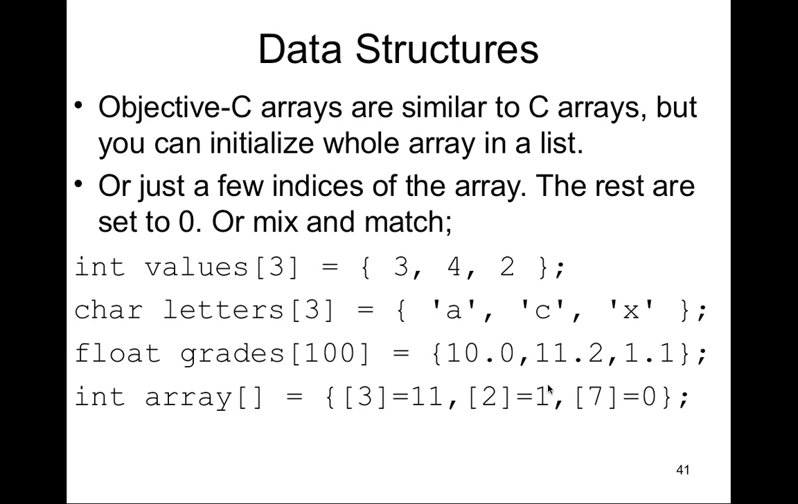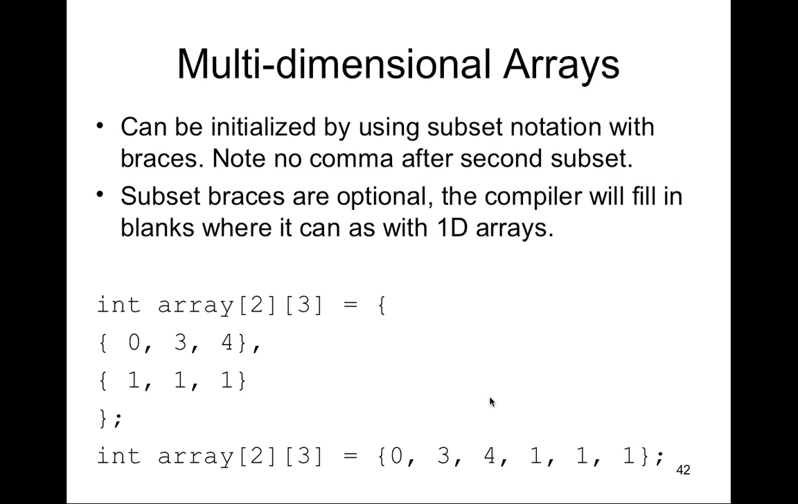And then we have an array where index 3 is 11, 2 is 1, and 7 is 0. This cannot be done in C. We would have to do this outside of the initialization. It's possible, but we'd create the integer array, and then set array index 3 equal to 11, index 2 equal to 1, and index 7 equal to 0, on separate lines. So this is a shortcut method that you can do in Objective-C.